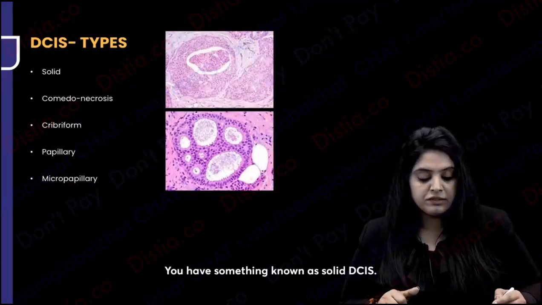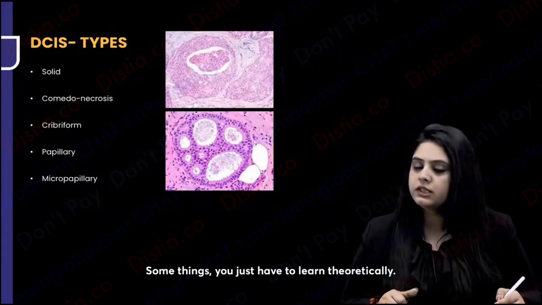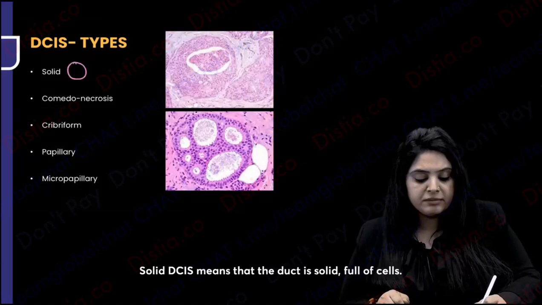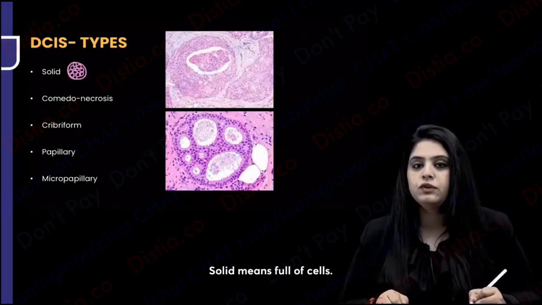You have something known as solid DCIS. So for everything, you won't get a picture. Some things you just have to learn theoretically. Solid DCIS means that the duct is solid, full of cells. Solid means full of cells.